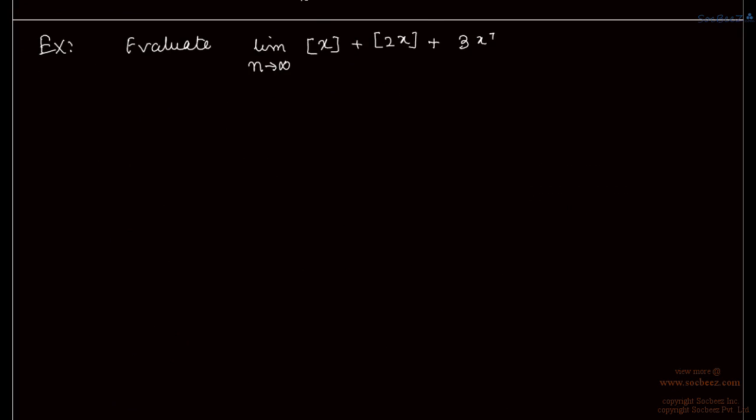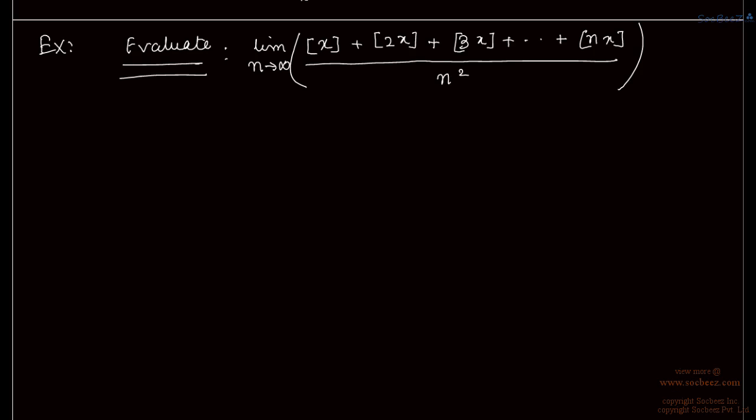Let us have an example. Evaluate limit n tends to infinity greatest integer of x plus greatest integer of 2x plus greatest integer of 3x plus dot dot dot greatest integer of nx upon n square. So how to evaluate this limit?